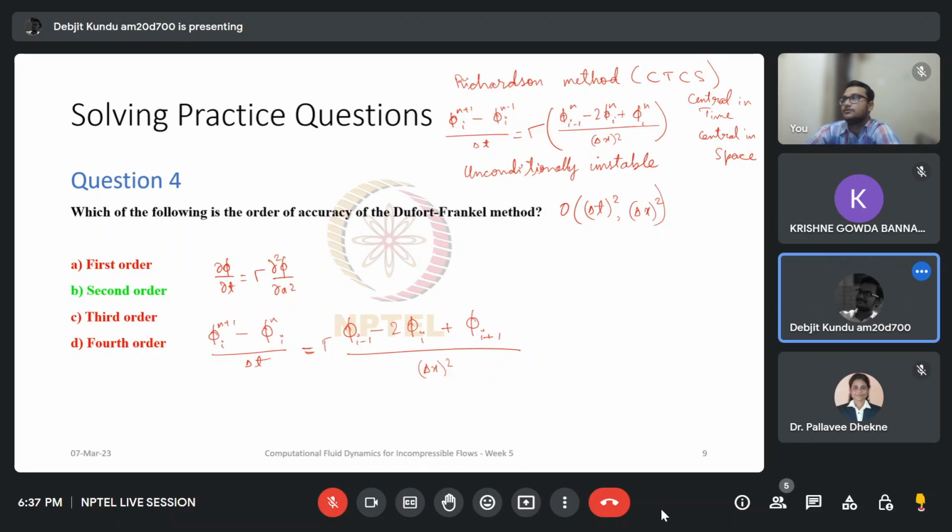Now, this was modified using the Dufort-Frankel method. In the Dufort-Frankel method, what was done is this term was modified. So instead of taking phi at i, n, this was taken as the average of the values of phi at i, n plus 1 and i, n minus 1.